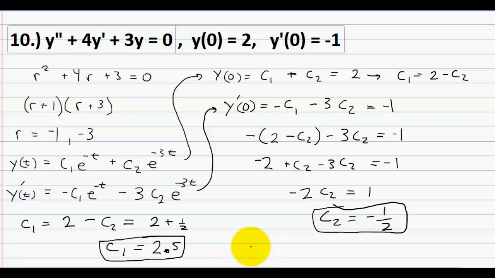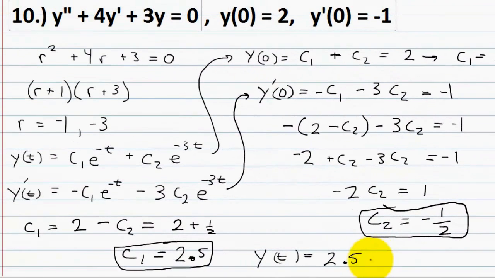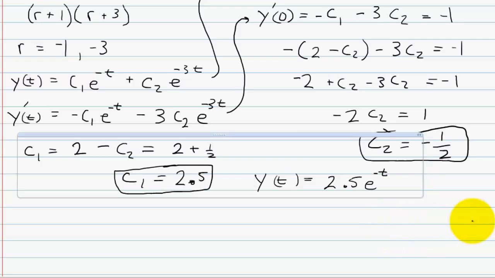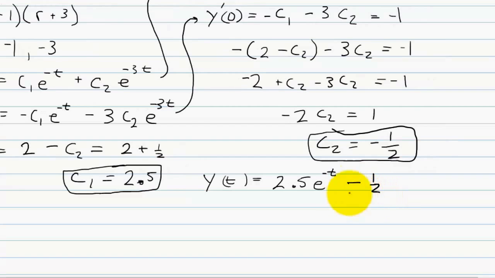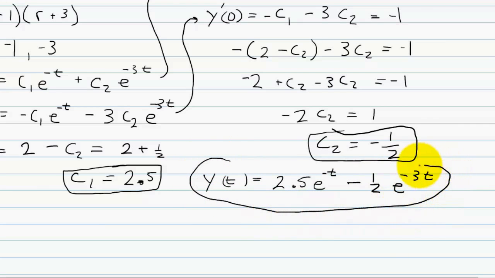So now I can just plug both of these values back into this equation to actually get the values for y of t. So y of t is equal to 2.5 e to the negative t, and it's going to be plus c2, and c2 is negative, so this is going to be negative 1/2, and then this is e to the negative 3t. And that is the solution for this problem.